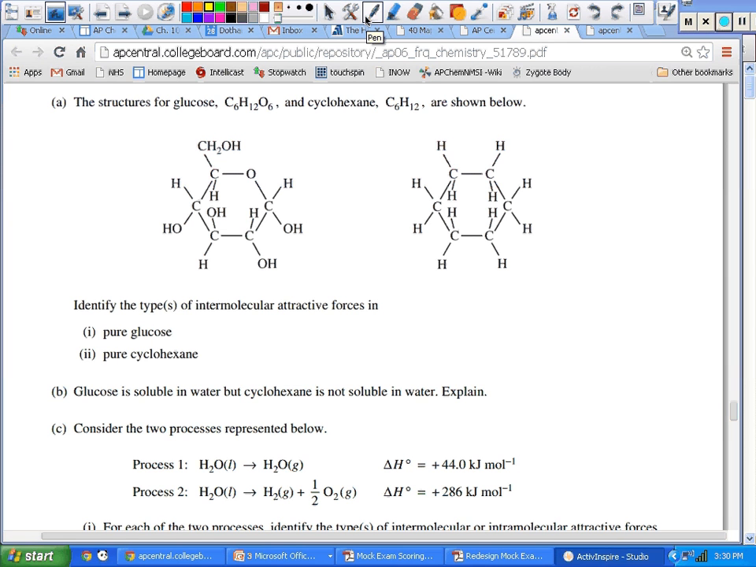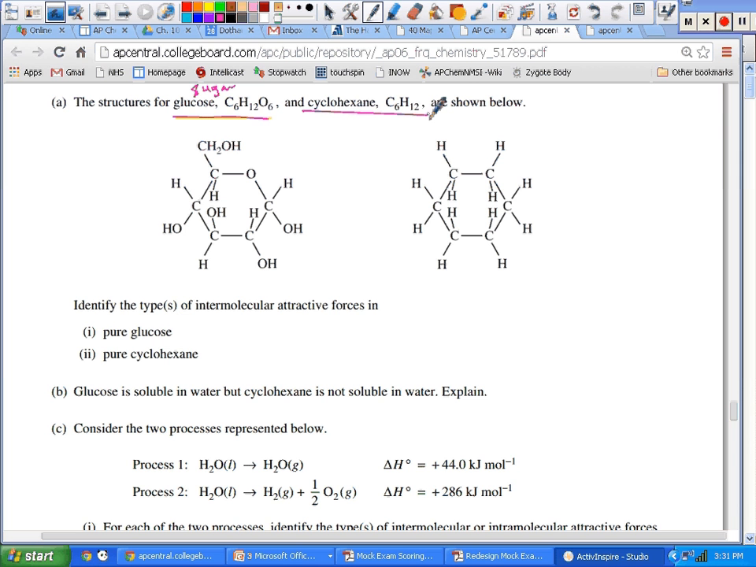So the structure for glucose. Well, the first thing, you know what glucose is, right? It's sugar. That is your basic sugar that's in all of biology that you studied. All right, and cyclohexane, that's more of something that you don't recognize, okay?